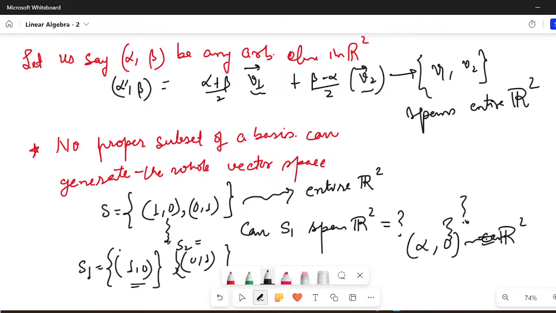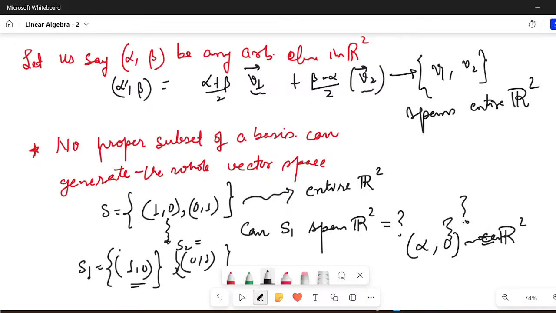For S1 to span R square, there must be possibilities where your y coordinate is non-zero also, no? Because R square would contain all the possibilities of y. Here in S1 you have the restriction that your y coordinate should be equal to 0. So the linear span of S1 would be (alpha, 0). It is not equal to R square.